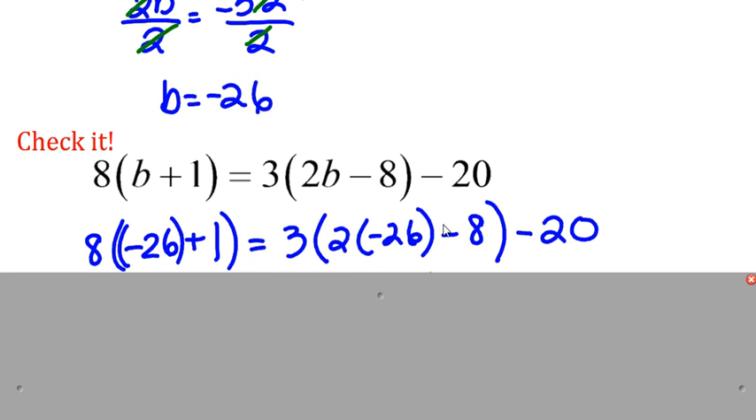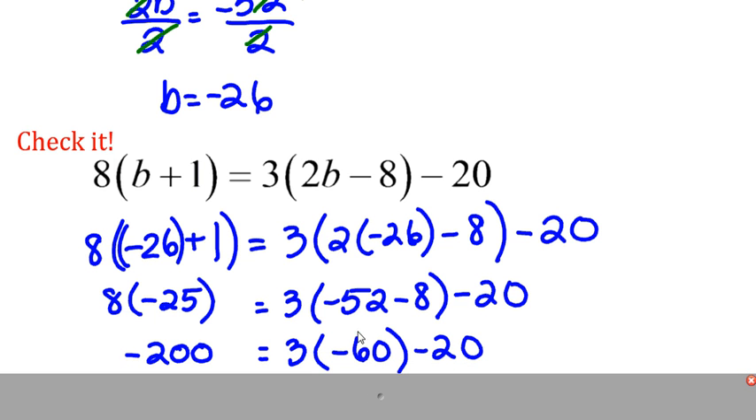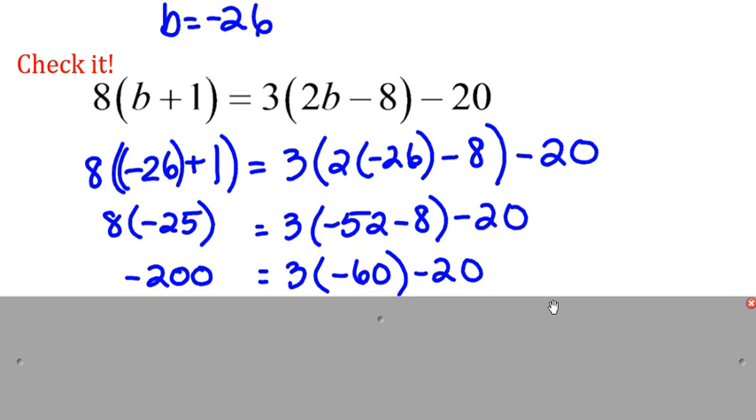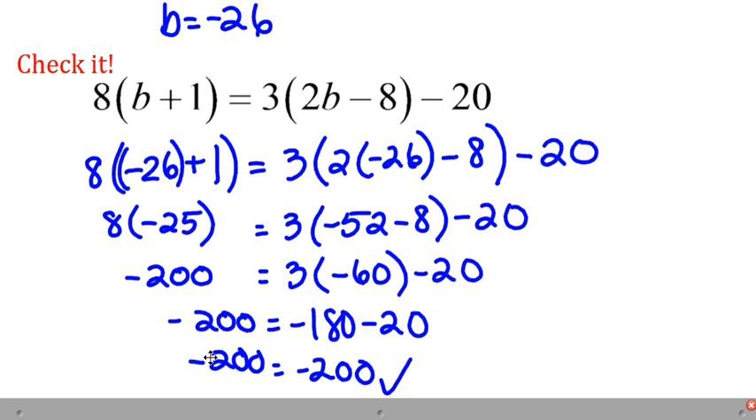On the right, we'd have to multiply these together. So that'd be a negative 52. And then we have it with a negative 8, so that would be a negative 60, and we'd have to multiply 3 times that. So again, also 8 times this, we've got our negative 200, 3 times our negative 60, which would be our negative 180. And we know a negative 180 and a negative 20 is equal to negative 200, so it's balanced. We have the correct value for B for our equation, negative 26.